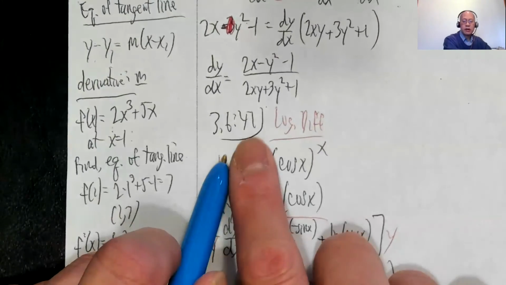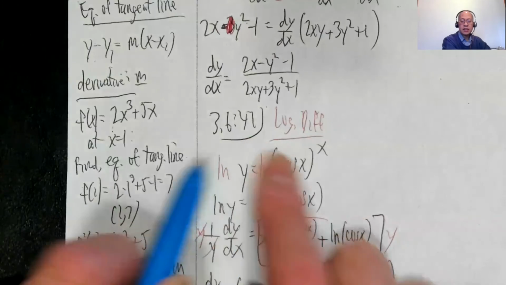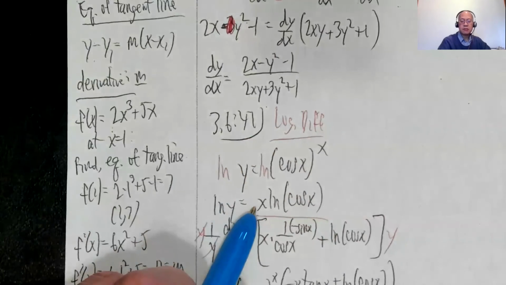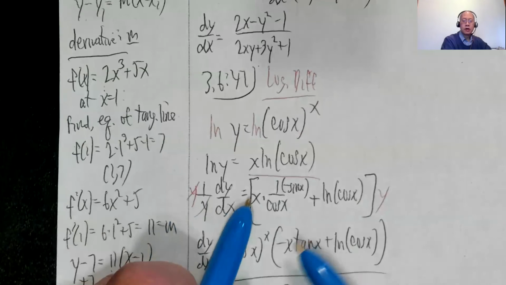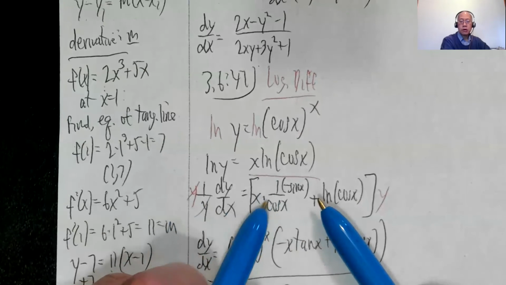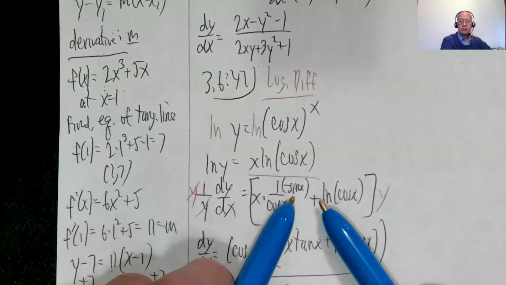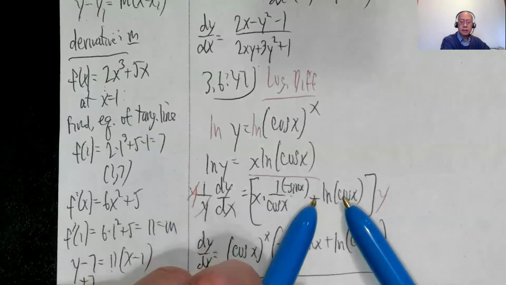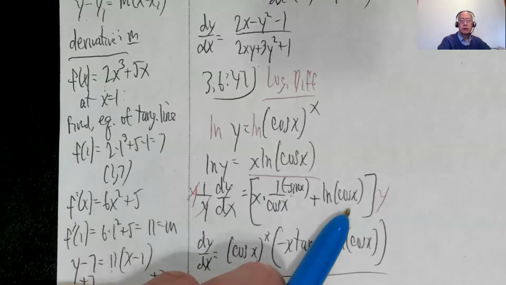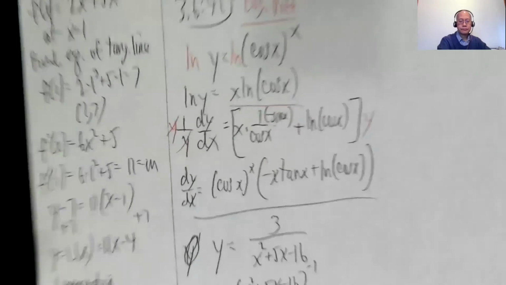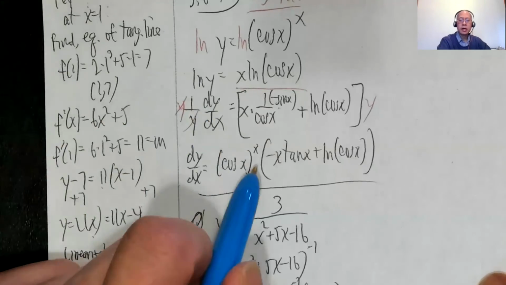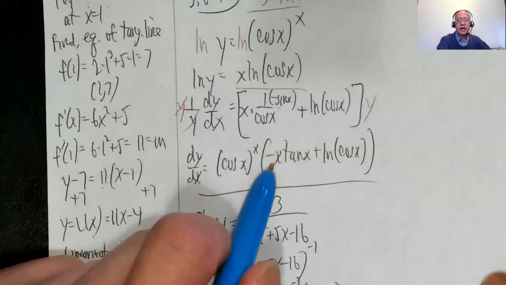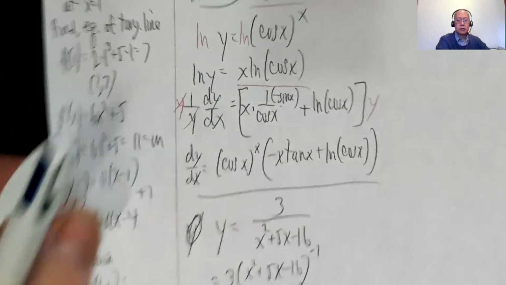3.6, number 47, y equals cos x raised to the x. Take the ln of both sides, the x comes down. 1 over y dy dx equals product rule. First times derivative of the second, 1 over cosine x times negative sine x, plus second function, ln cos x, times derivative of the first, which is 1. Multiply both sides by y. dy dx is cosine x to the x, the original y, times negative x tan x plus ln cosine x.